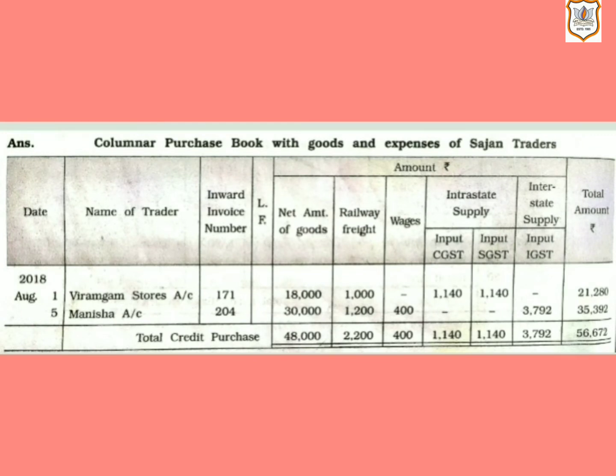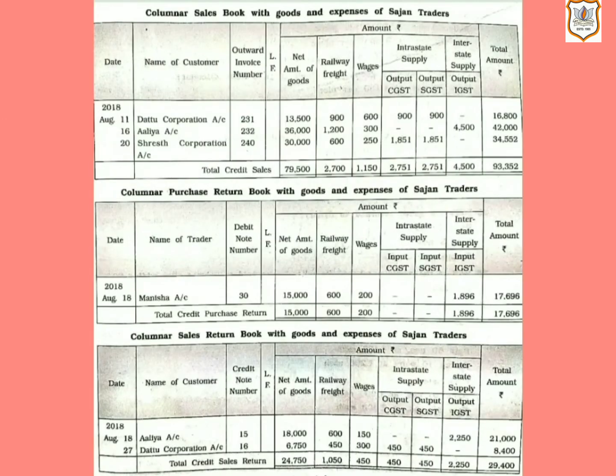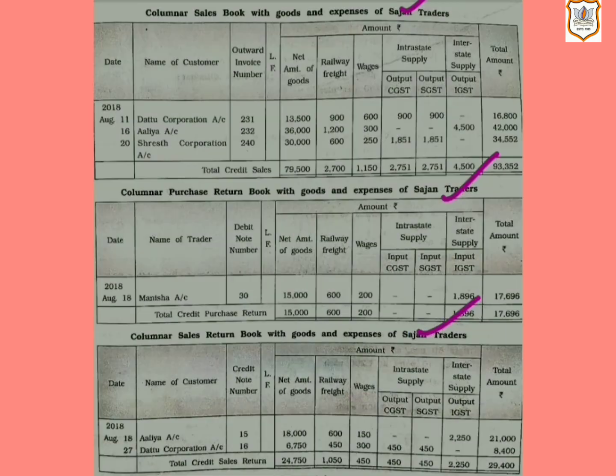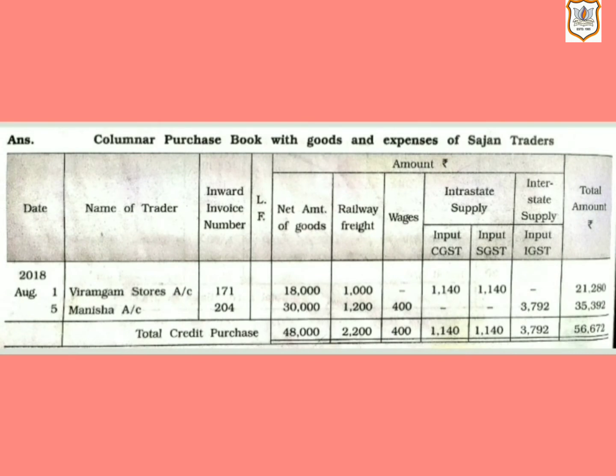So here we will prepare columnar purchase book with goods and expenses of Sargent Traders, and then columnar sales book with goods and expenses of Sargent Traders, and then columnar purchase return book with goods and expenses of Sargent Traders, and last columnar sales return book with goods and expenses of Sargent Traders. So in this way we will have to prepare 4 types of subsidiary books. So let's start with the first transaction.